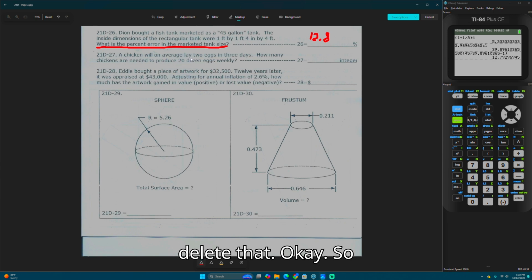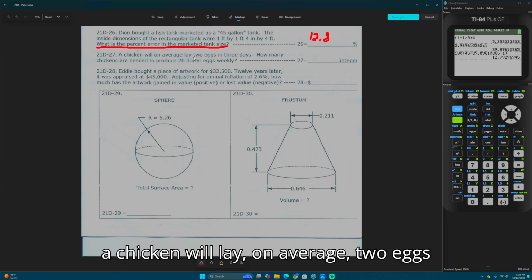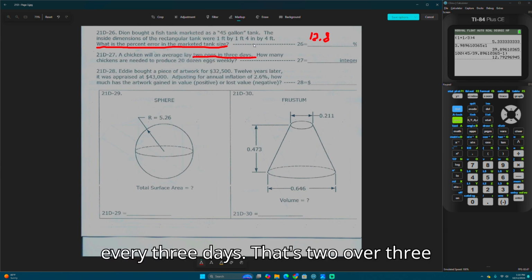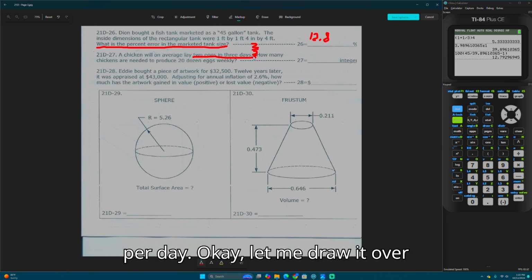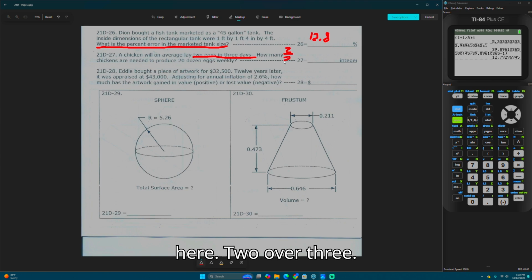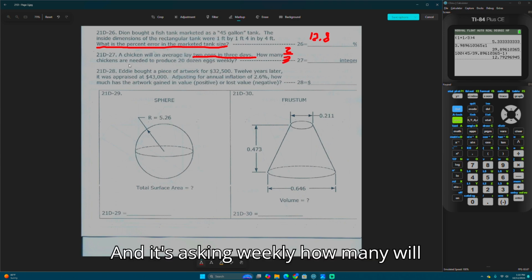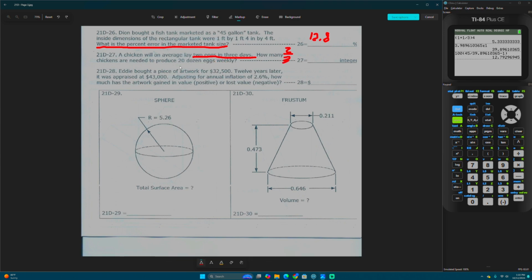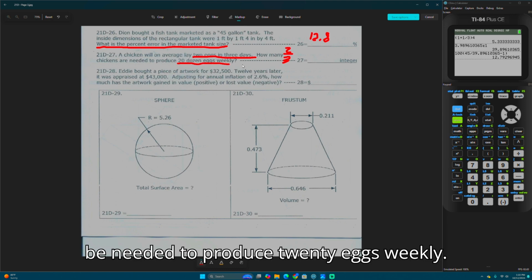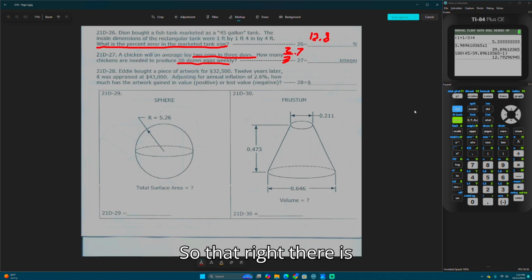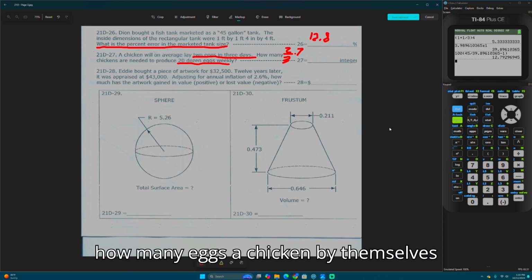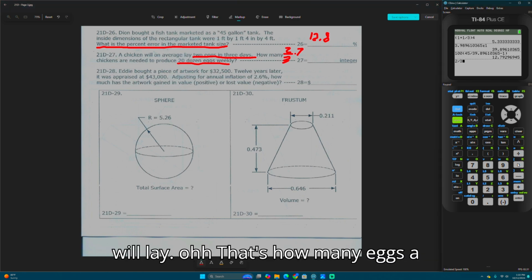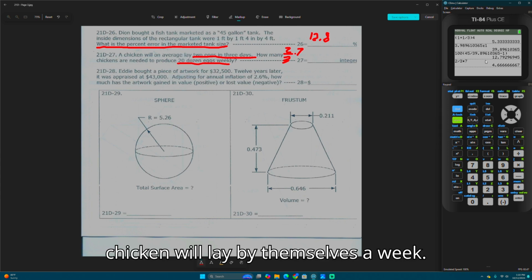Okay, so a chicken will lay on average 2 eggs every 3 days. That's 2 over 3 per day. Okay, let me draw it over here. 2 over 3. And it's asking weekly how many will be needed to produce 20 eggs weekly. So that right there is how many eggs a chicken by themselves will lay. That's how many eggs a chicken will lay by themselves a week.